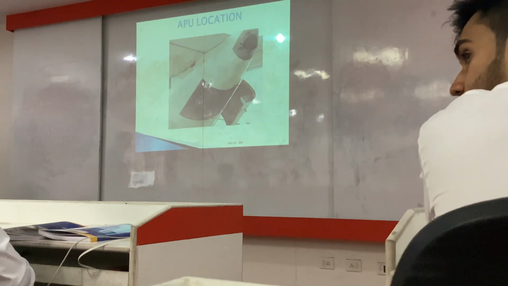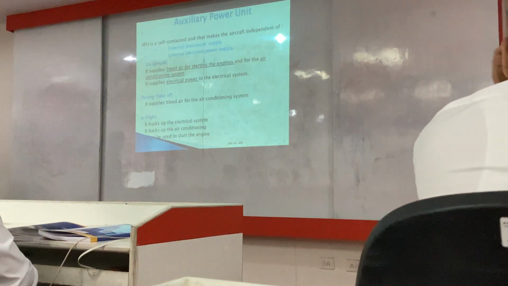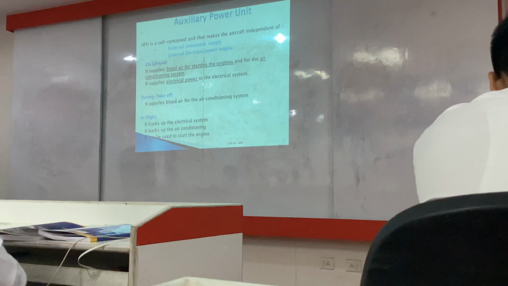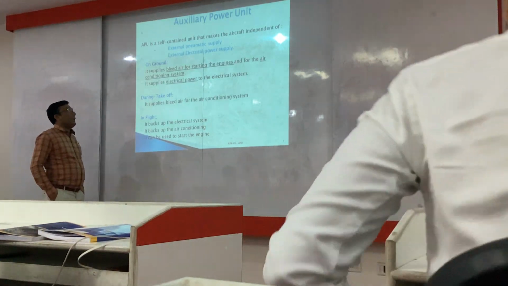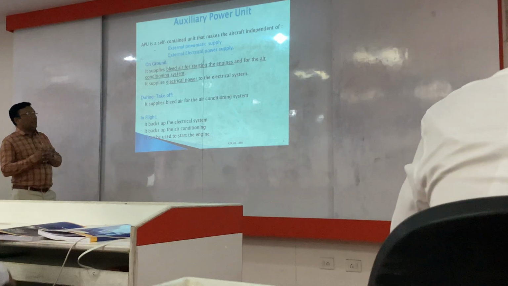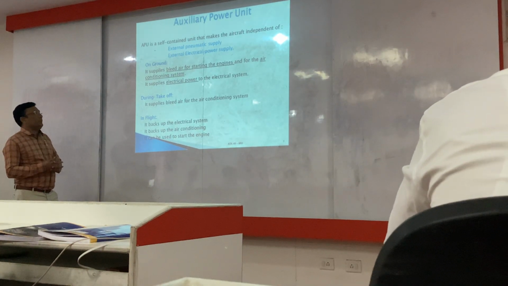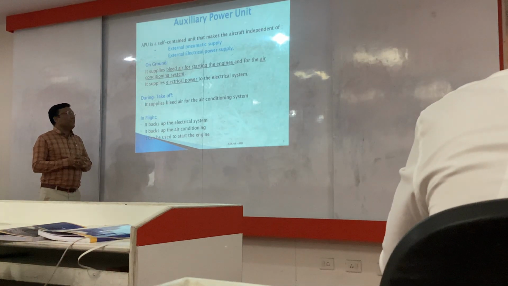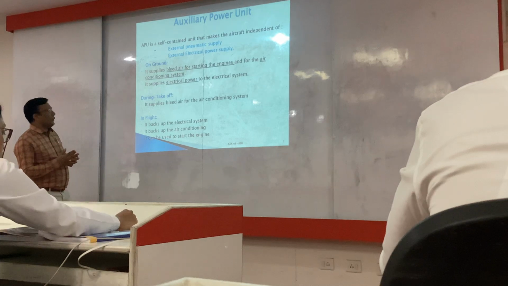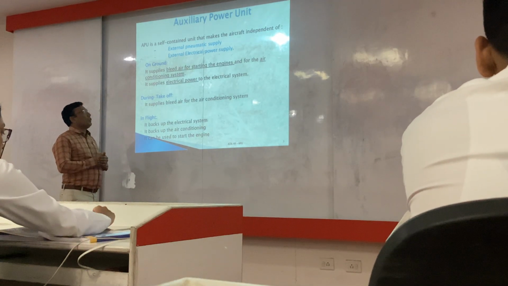So we know the position or location of the APU in our aircraft. The APU is a self-contained unit that makes the aircraft independent of external pneumatic supply and external electric power supply. So it provides both pneumatic supply and electric supply to the aircraft. On ground, it supplies bleed air for starting the engines and for the air conditioning system. It supplies electrical power to the electrical system.